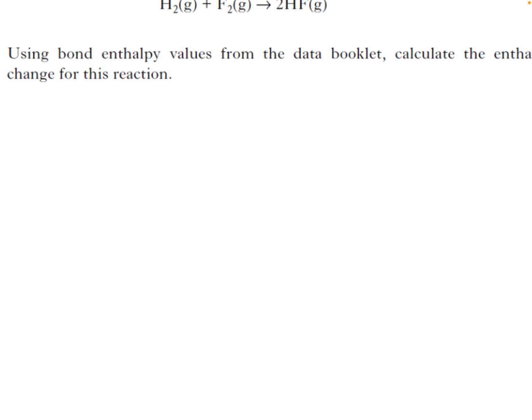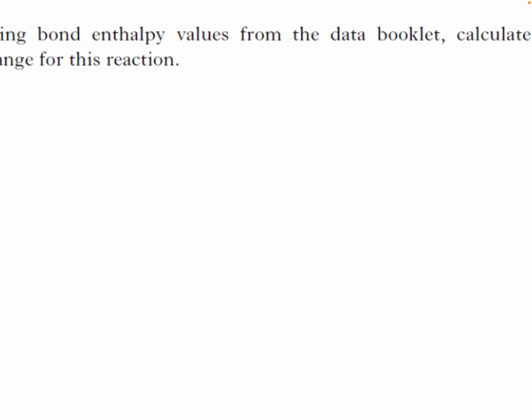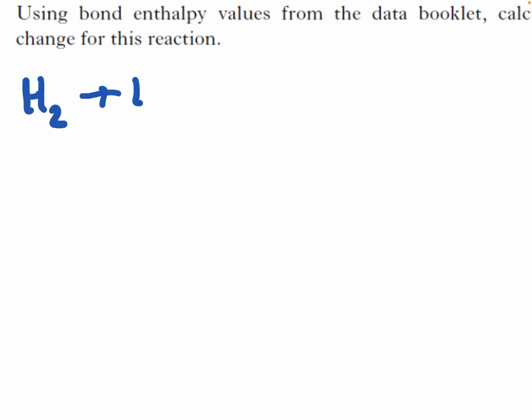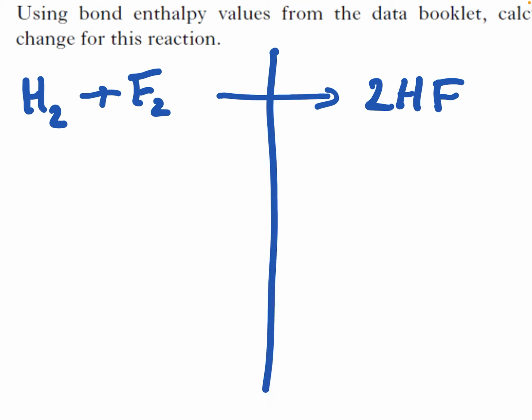I'm going to rewrite the equation so that I've got more space. It's H2 + F2 gives us 2HF. When we split this up, this side is the bond breaking, so that's endothermic because you're putting the energy in to break them, and this is exothermic because energy is given out when they are formed.